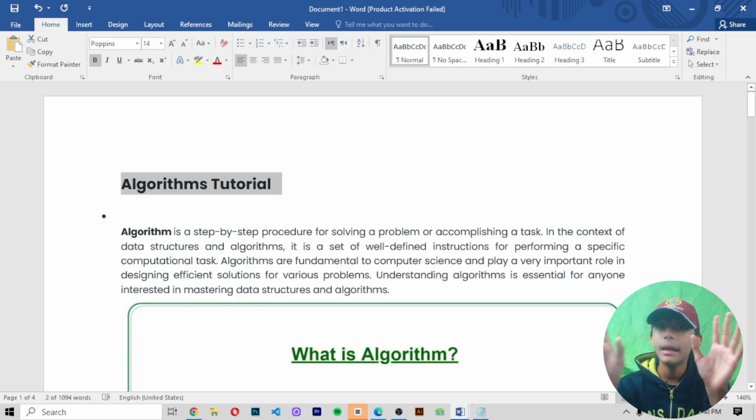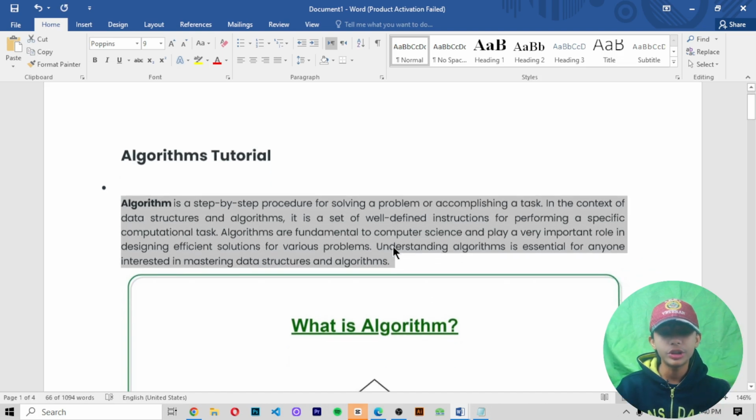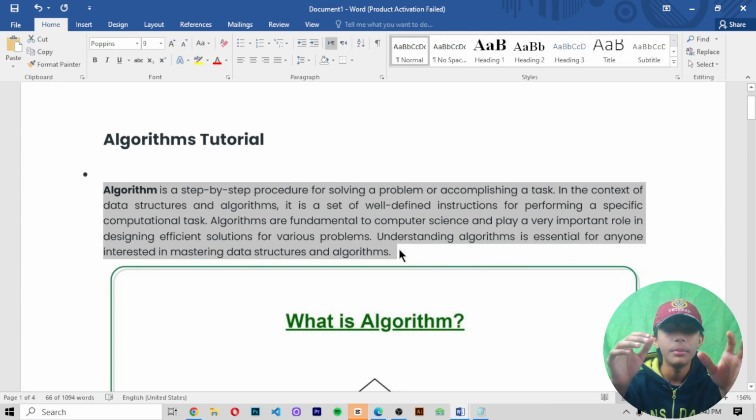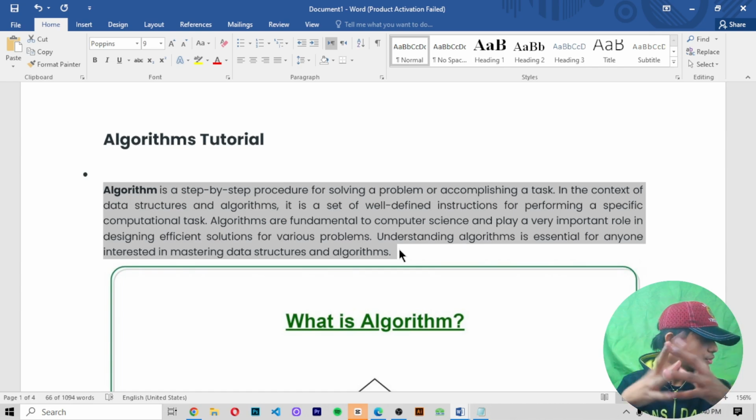What is an algorithm? An algorithm is a step-by-step procedure for solving a problem or accomplishing a task in the context of data structures and algorithms. It is a set of well-defined instructions for performing a specific computational task. Computational task means computer tasks, okay?